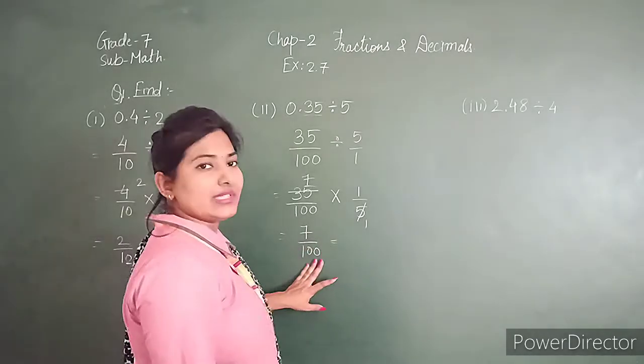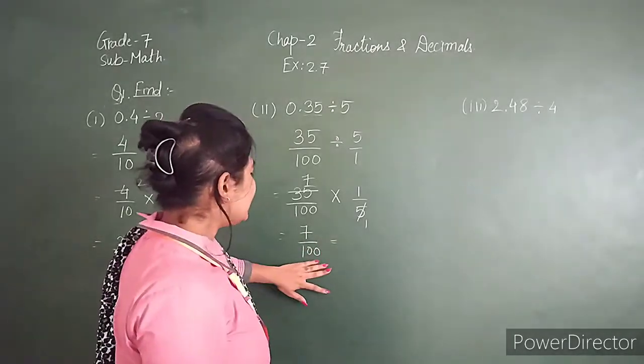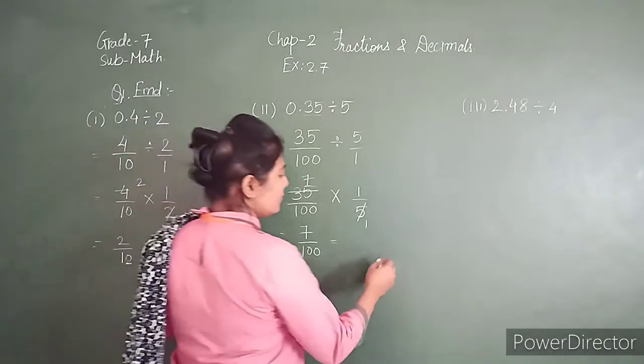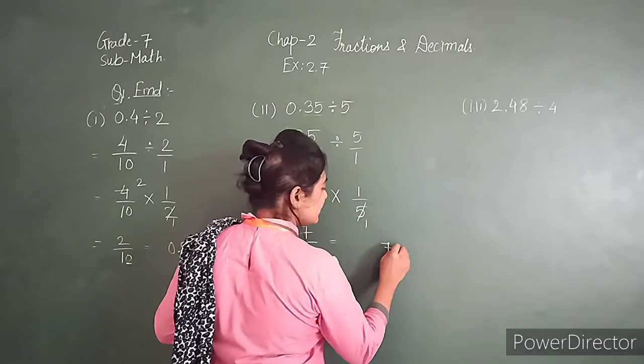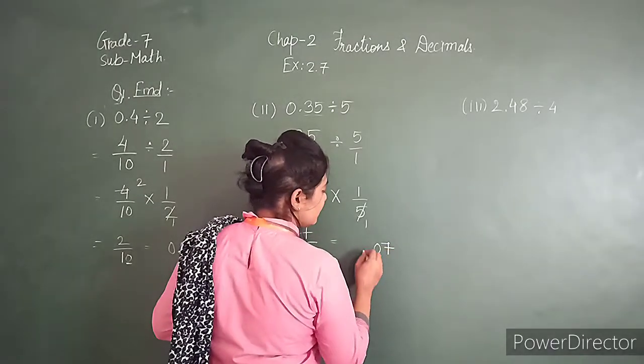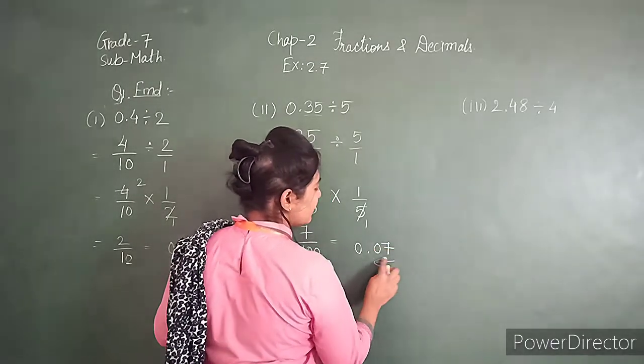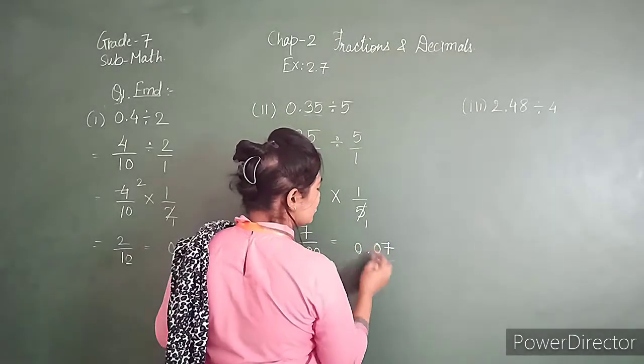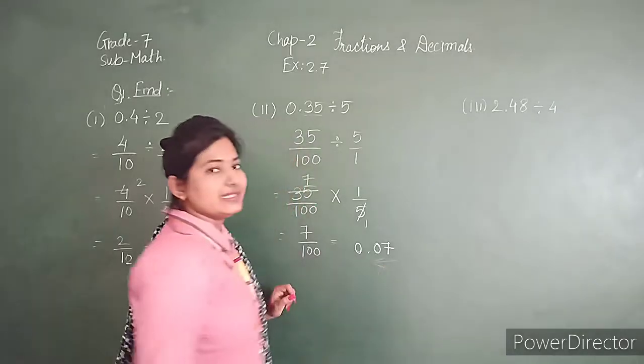Now 2 zeros are there. It means 100 is there in the denominator. So we have to put the point before two numbers. We count from backward. Here 7 is there, so we have to put 0 and then point 0. So our answer is 0.07.